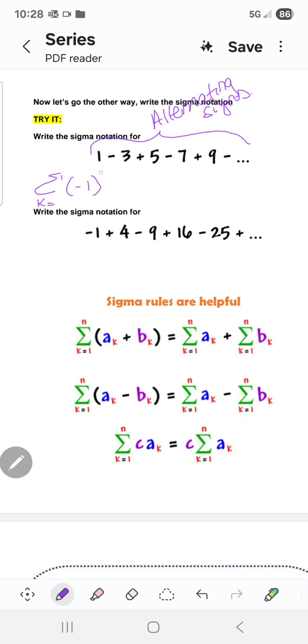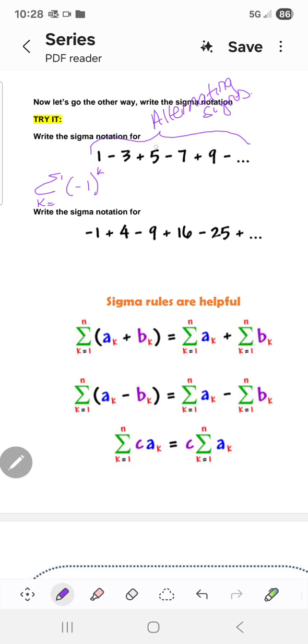So I'm going to have a -1 to the k. -1 to the first power gets me a -1. -1 to the second power means -1 times -1, that gets me a positive. -1 to the third, odd. -1 to the fourth, positive. So this is alternating signs. This is the piece you need to have when you have alternating signs.